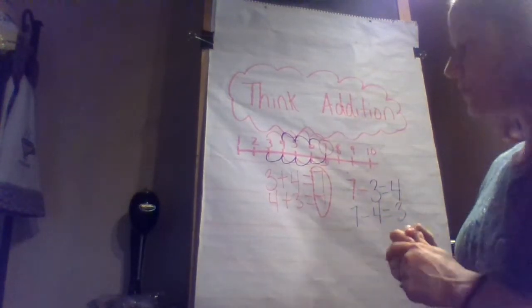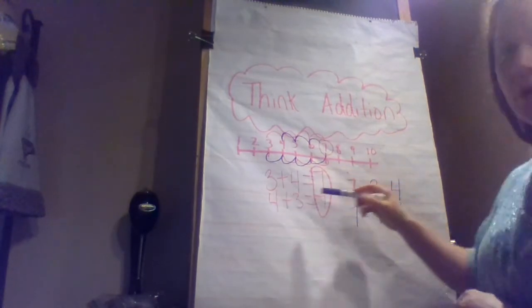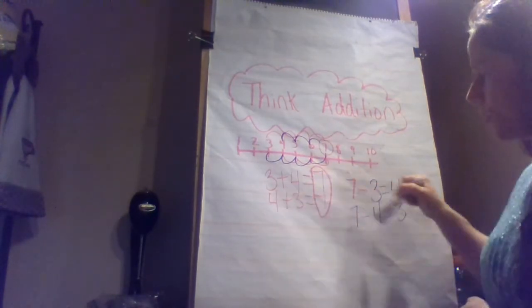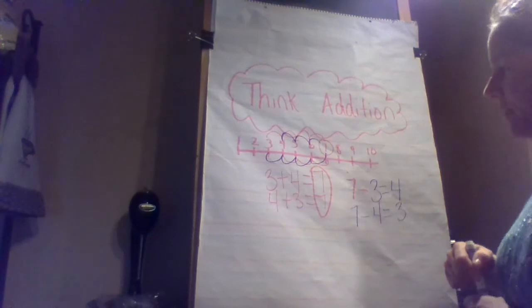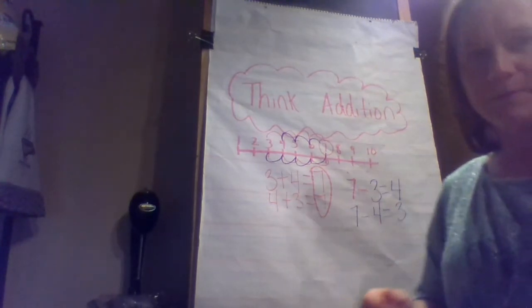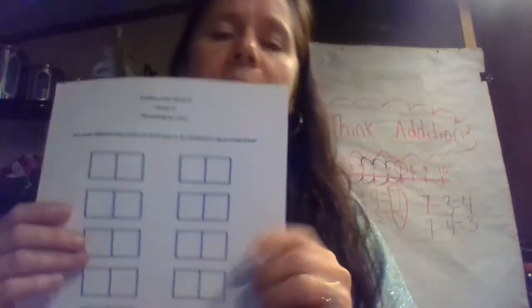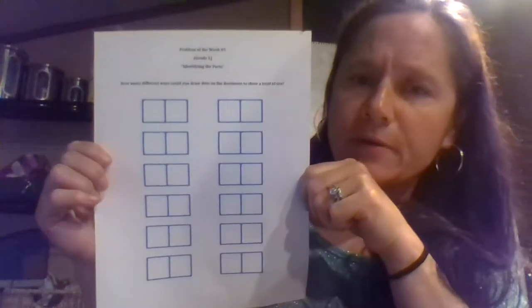And you can see, boys and girls, that all my numbers, we call this a fact family because they all go together. So 3, 4, and 7 would be all part of a family. So we're going to talk about your problem of the week this week. And your problem of the week is going to be trying to find all the ways you can make 10. Okay? And you're going to have these dominoes right here, and you're going to try to make all the ways that you can make 10.